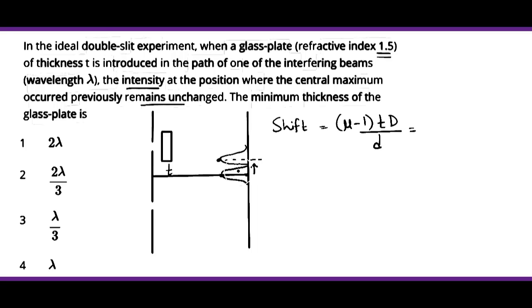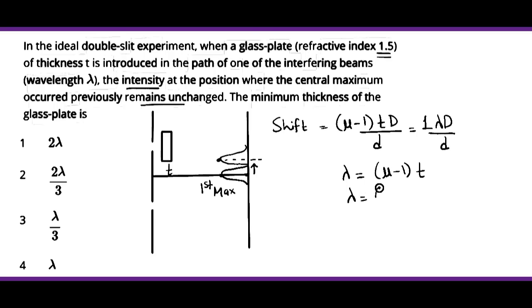equal to (mu minus 1) t into D by d. So we can say here this is the thickness. Let's say here we can say this is our first maxima, and central maxima has a distance of fringe width given here as lambda D by d. So on simplification this comes here as lambda is equal to (mu minus 1) into t.